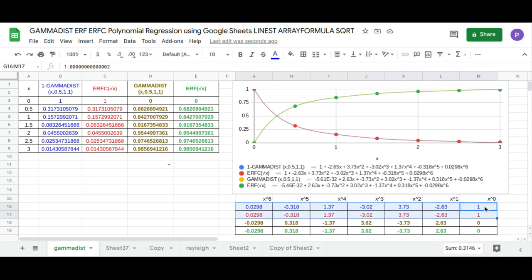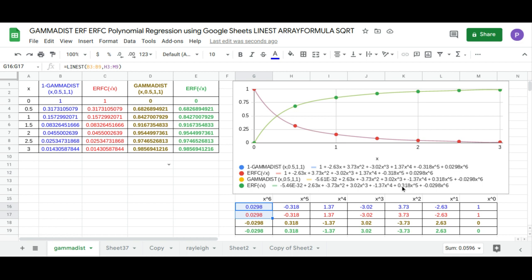So starting with x to the 0, that's 1. Coefficient of x is minus 0.263. Coefficient of x squared, 3.73. Coefficient of x cubed, minus 3.02. Coefficient of x to the fourth, minus 1.37. Coefficient of x to the fifth, minus 0.318. And coefficient of x to the sixth is 0.0298.